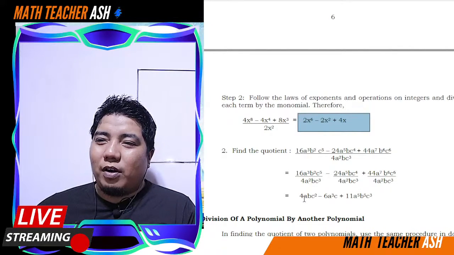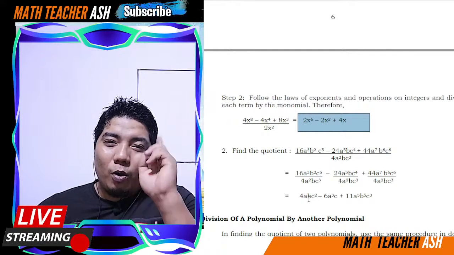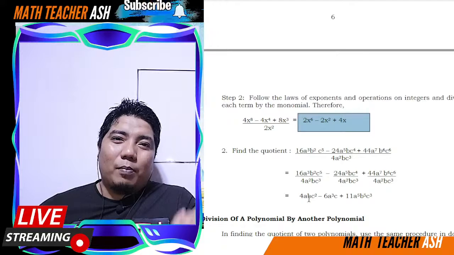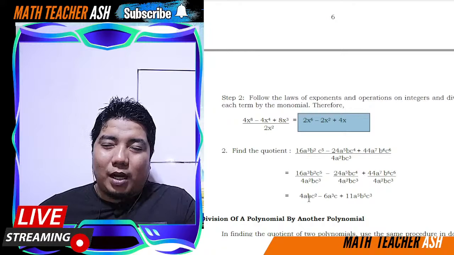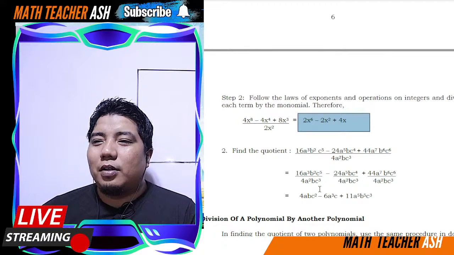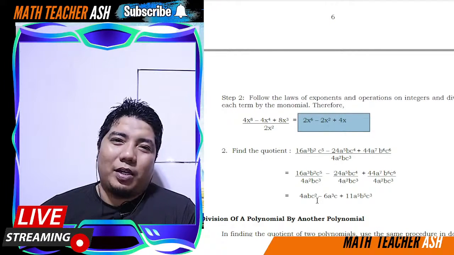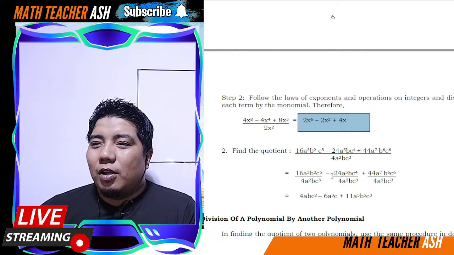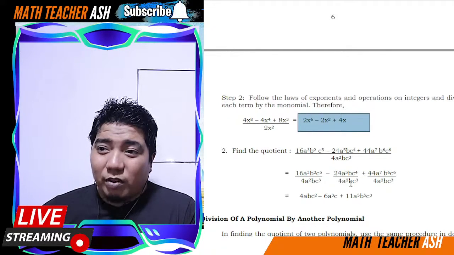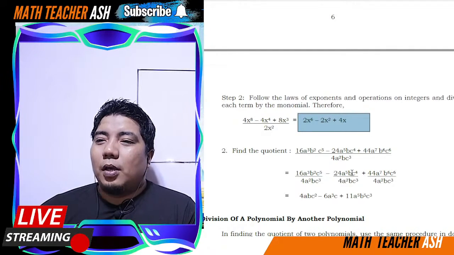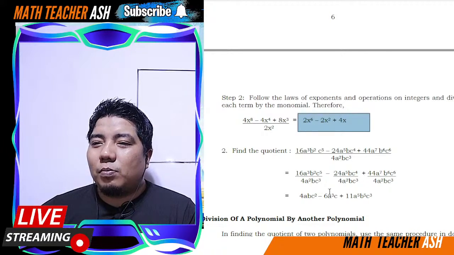So 16 divided by 4, that is 4. A cubed, a squared, a. Kasi minus lang. Okay, remember, when you divide a variable with a variable, you just copy the variable, you subtract the exponents. Okay, 3 minus 2, that is 1. B squared, b lang. C to the 5th, c cubed, c squared. Okay, how about here? Minus 24 divided by 4, 6. A to the 5th power, a squared, a cubed. B, they are just the same, cancelled out. C to the power of 4, c cubed, c.